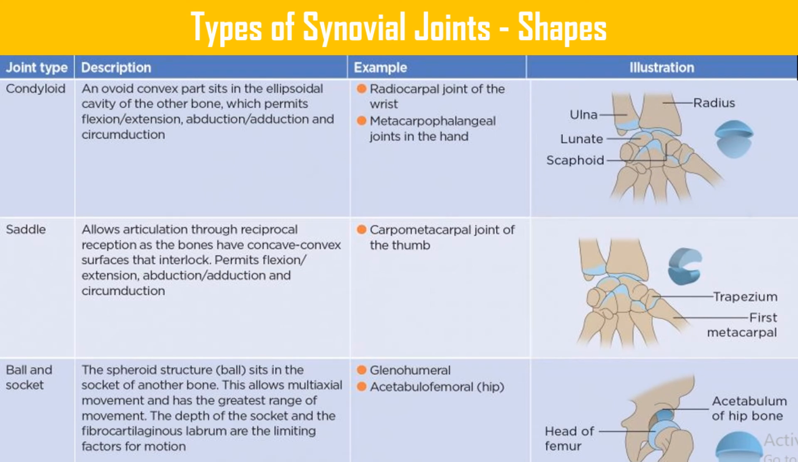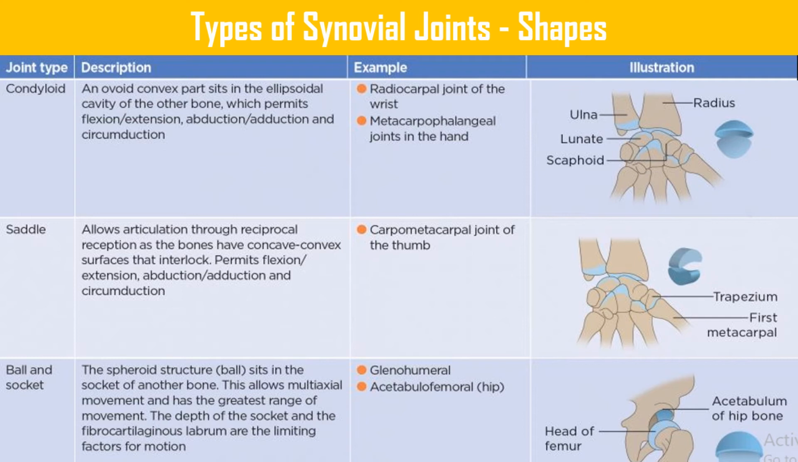Condylar joint, an ovoid convex part sits in the ellipsoidal cavity of the other bone, which permits flexion or extension, abduction or adduction, and circumduction. For example, radiocarpal joint of the wrist and metacarpophalangeal joints in the hand.